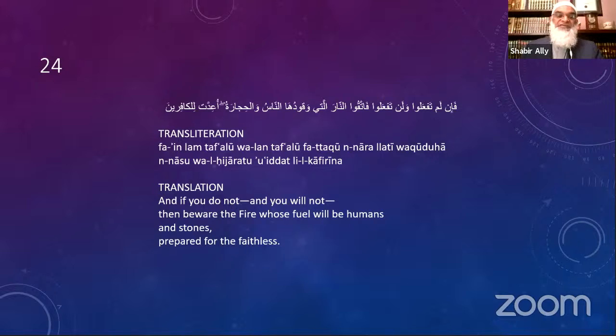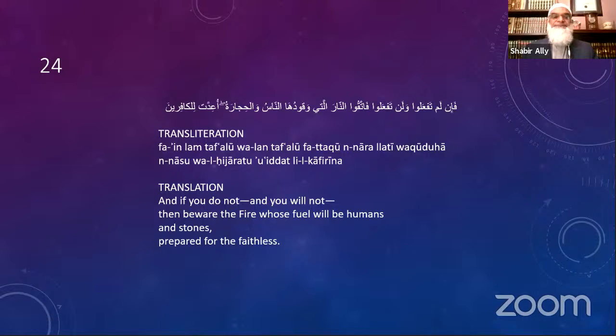So let's read the English translation. And if you do not, and you will not, then beware the fire whose fuel will be humans and stones prepared for the faithless. So Allah subhanahu wa ta'ala is saying here to the non-believers who doubt the divine origin of the Quran, if you have any doubt regarding what Allah is revealing to his servant, that is our Prophet Muhammad sallallahu alaihi wasallam, then bring a surah like it and then call your witnesses to say, okay, this has been met. But if you do not, and you will not, then beware the fire whose fuel will be humans and stones prepared for the faithless.